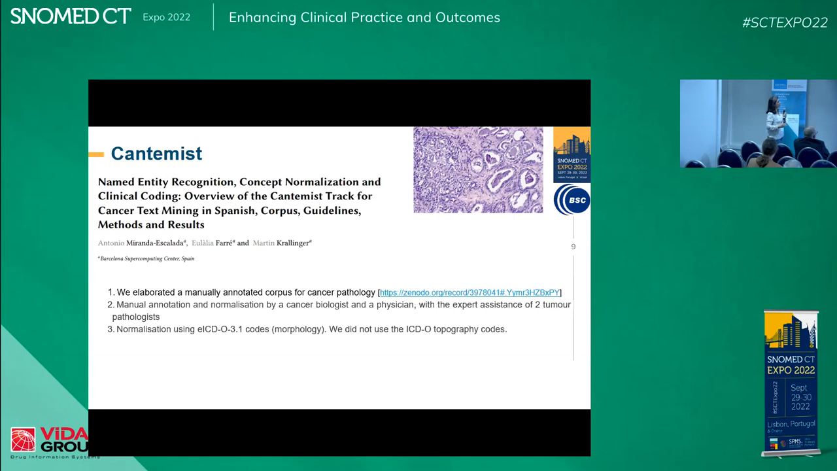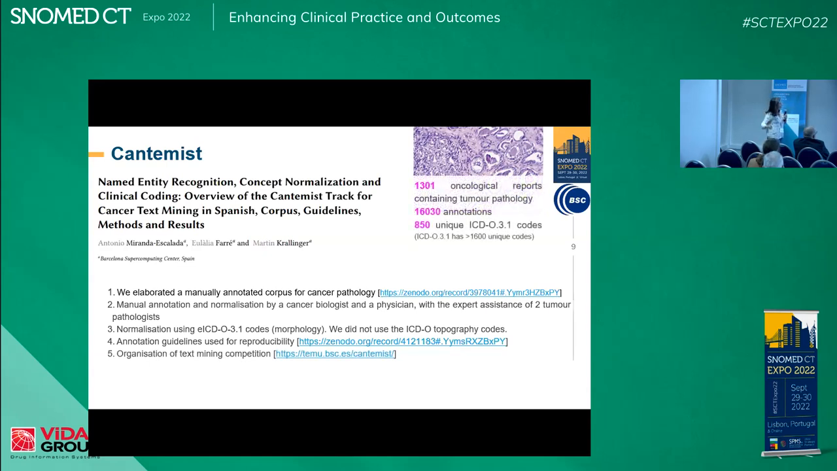So we did firstly the normalization of these 1,300 with ICD-O, which we know is the base for SNOMED CT in morphology of tumors, and also with the NCI thesaurus. We only used the morphology codes, not the location codes of the tumors. We have published the annotation guidelines because it's very difficult to know where you have to start and finish an annotation. So for reproducibility, we follow very strict guidelines when annotating, and we organized a competition. We ended up with over 16,000 annotations, and we used more or less half of the codes of ICD-O. There were all sorts of tumors.